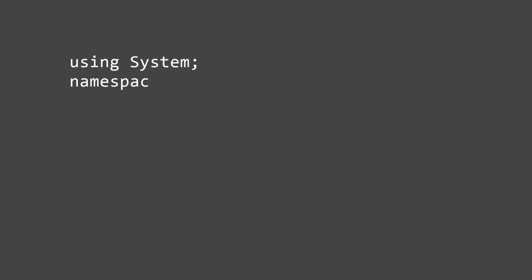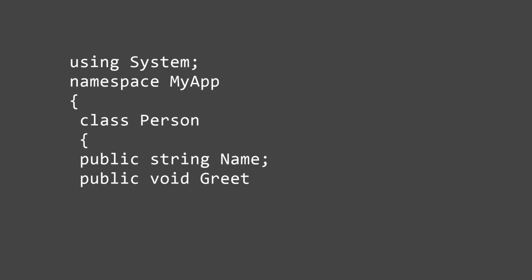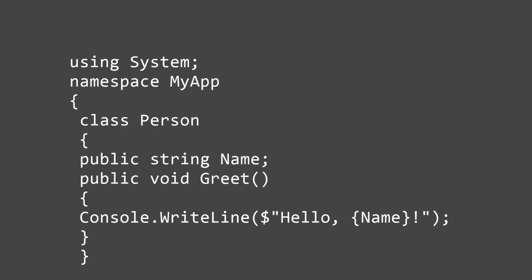Combining everything. C# programs are built by combining namespaces, classes, and methods into cohesive, functional systems that solve problems or provide specific functionality.